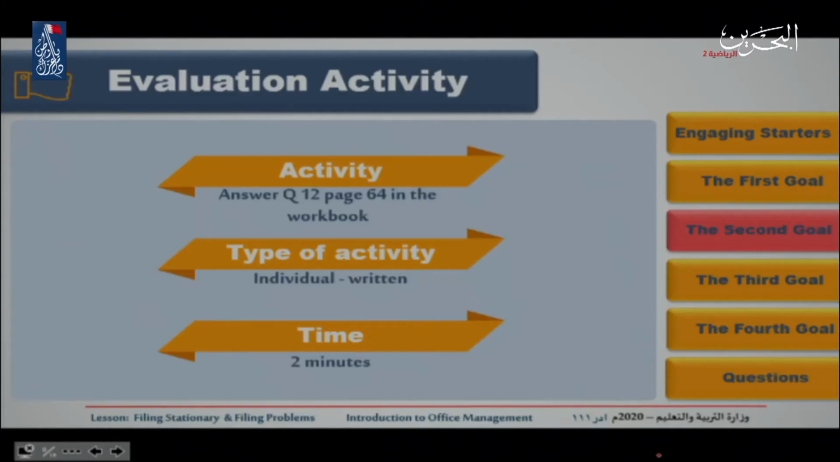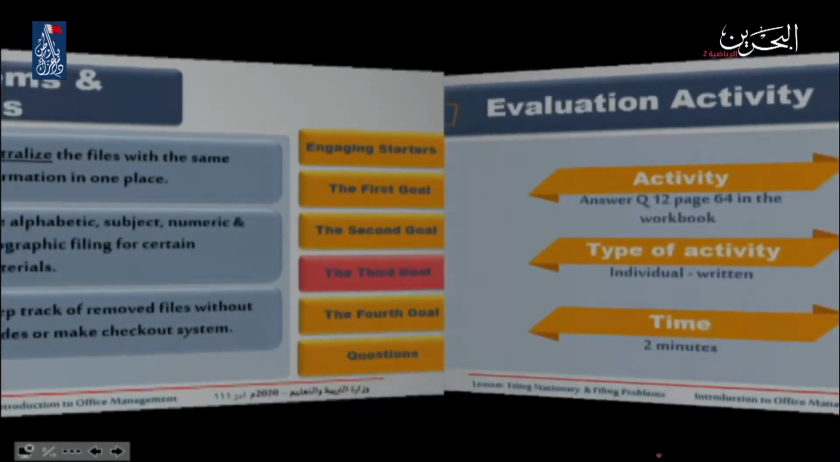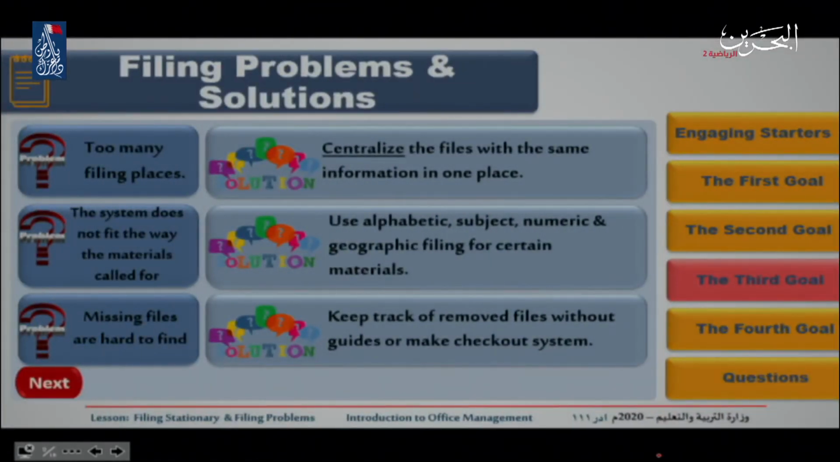You can go to question 12, page 64 in the workbook. Let's move on to the third objective, which is filing problems and solutions. While filing, we face some problems.